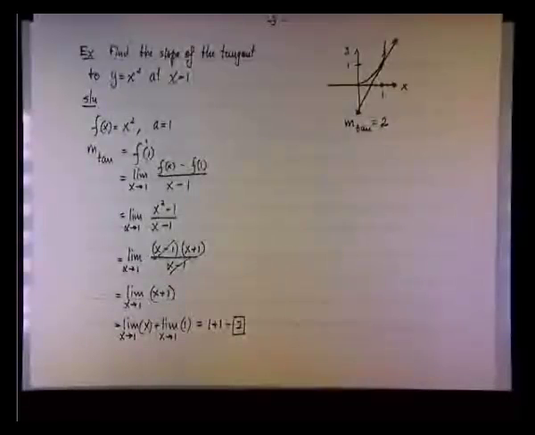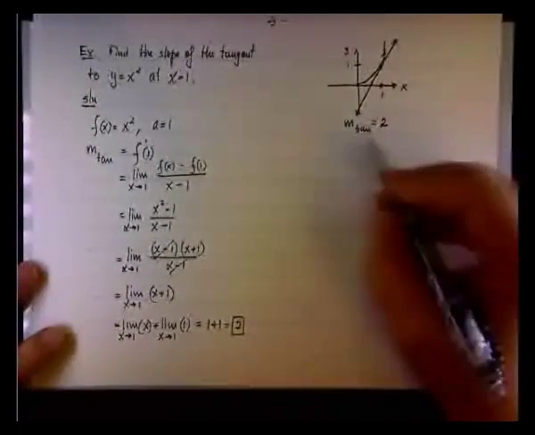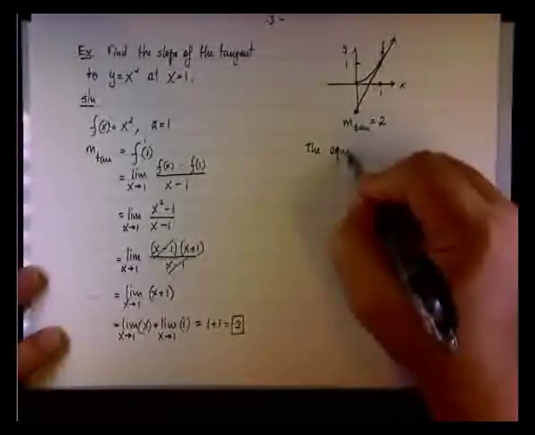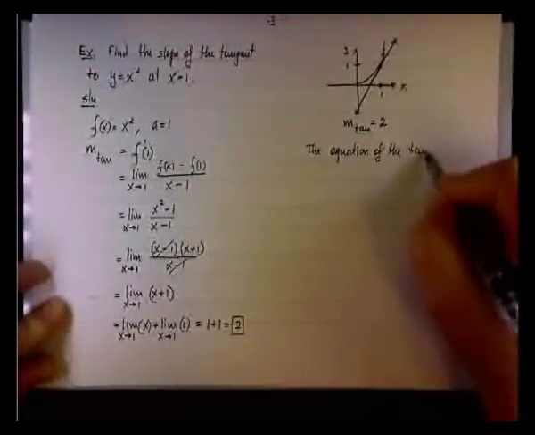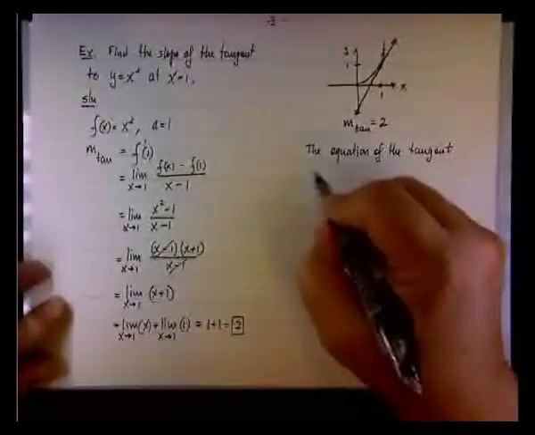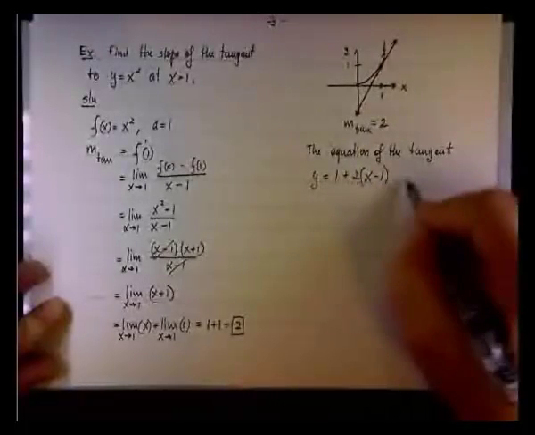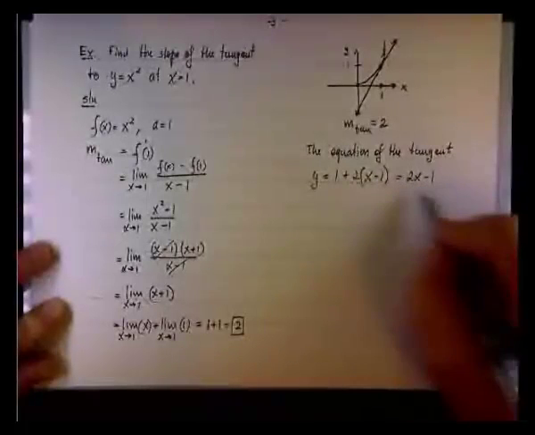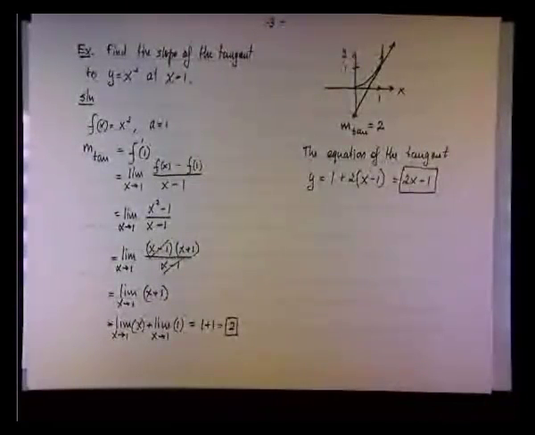Okay, we also can find the equation of the line if this is what we were asked to do. What would be the equation of the tangent? We have the point (1, 1). The slope is 2, so we can write y equals 1 plus the slope 2 times x minus 1, and this becomes 2x minus 1. So this will be the equation of the tangent. Okay?